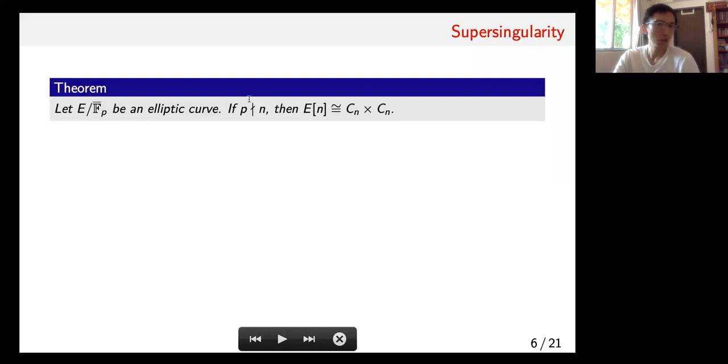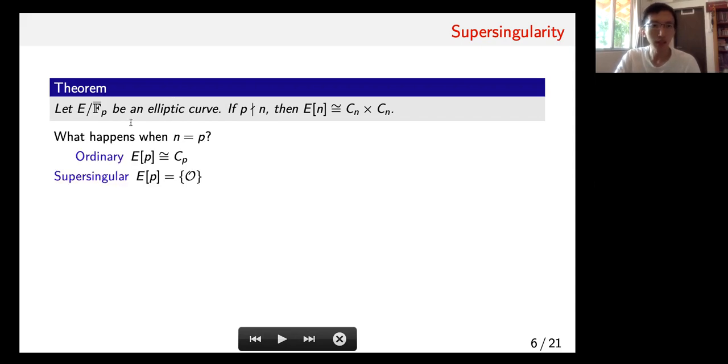Now, the natural question would then be, okay, what if p is equal to n? What if I want to look at the p-torsion over a field of characteristic p? Well, in this case, what you see is that the p-torsion will decompose by losing one bit. If that happens, it becomes ordinary. If it loses everything and just leaves the trivial group, then we call it supersingular.